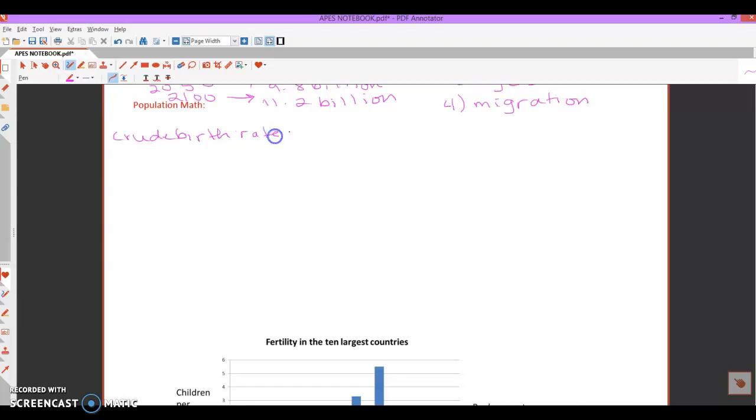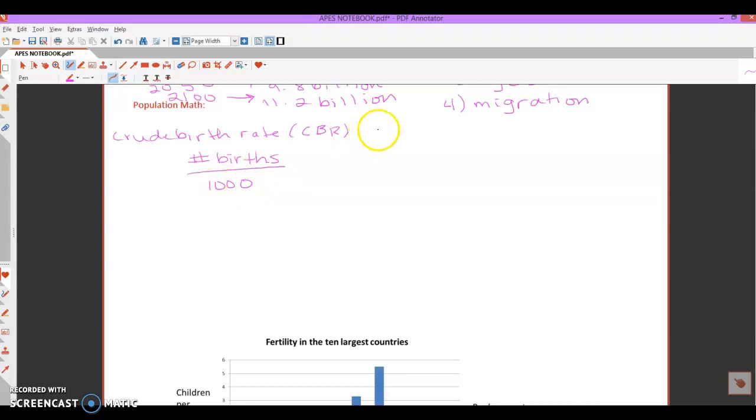All right, the crude birth rate, the CBR. This is equal to the number of births divided by 1,000. So that's going to give you the percentage of births per 1,000 people in a population.